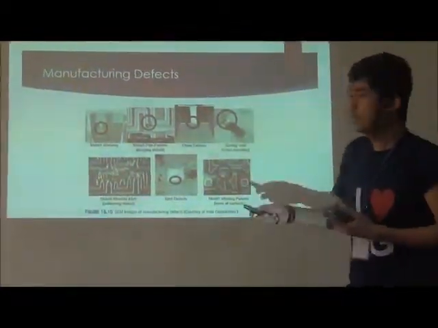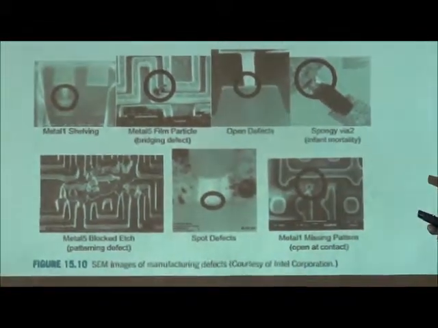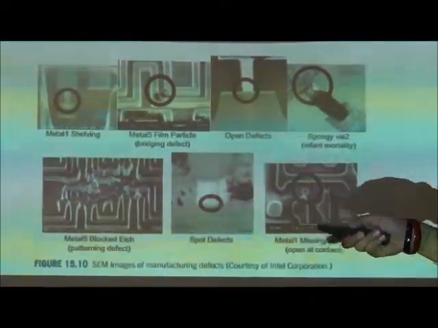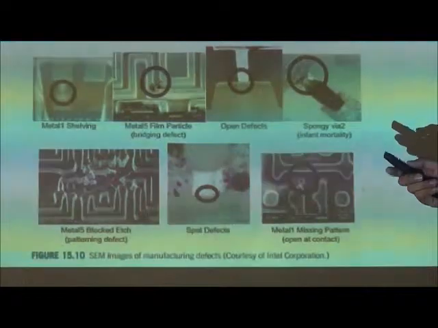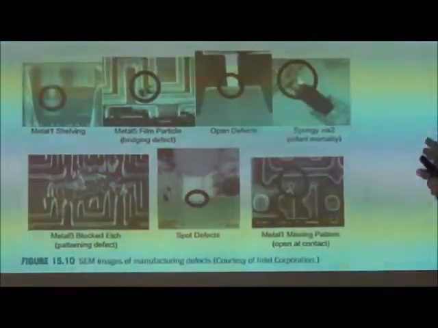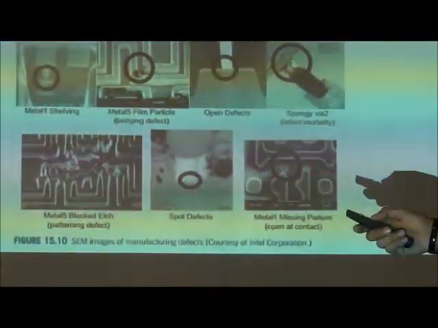In this figure, figure 15.10, you will see the different defects in manufacturing. We have the metal shell ring, metal film particle, open defects, spongy metal, missing pattern, spot defects, metal block, edge.